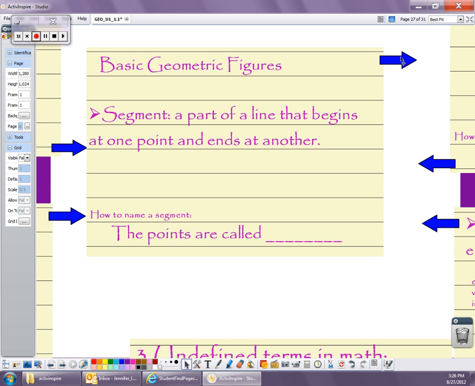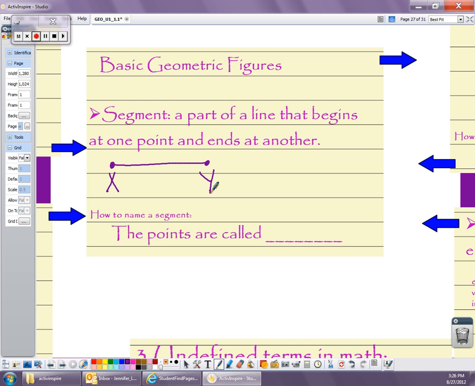There are three undefined terms: point, line, and plane, but they're also basic geometric figures: a segment, a part of a line that begins at one point and ends at another point. So a line segment looks like this. That's what a line segment looks like.